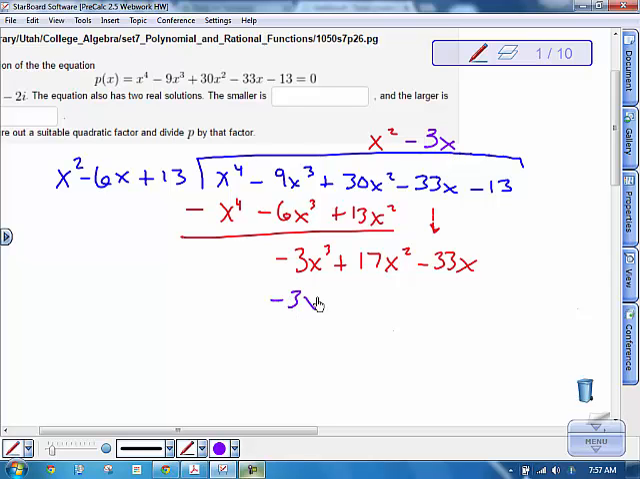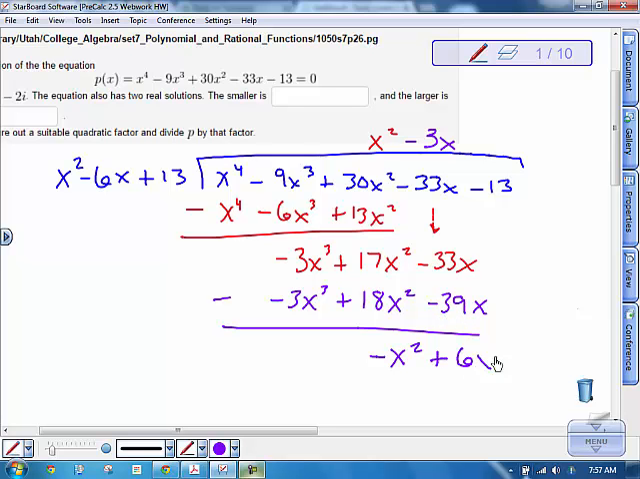It gives me negative 3x cubed. Follow through. Gives me positive 18x squared. And then it gives me negative 39x. Need to subtract. And this gives me negative x squared. And this would be negative 33 minus, will be plus 39, which gives you a positive 6x. Now I can drop down the next term, which is minus 13, and do it one last time.